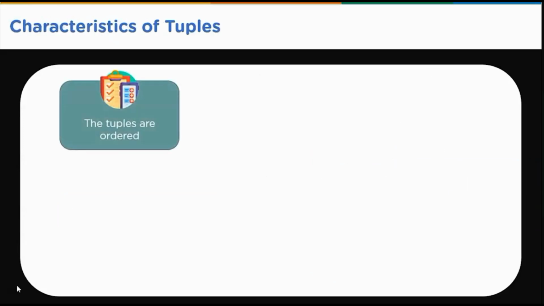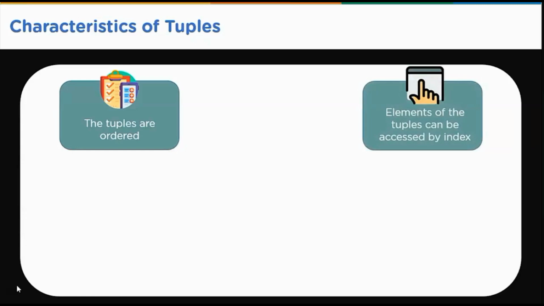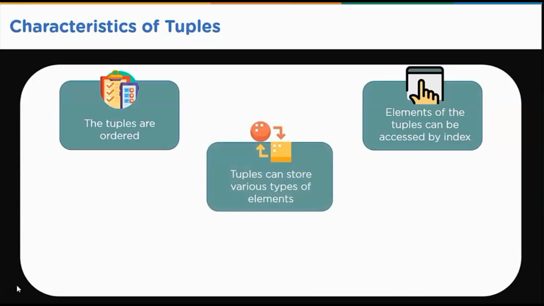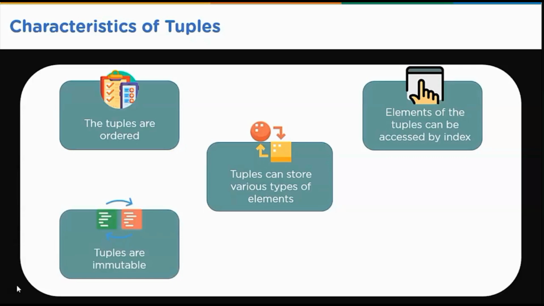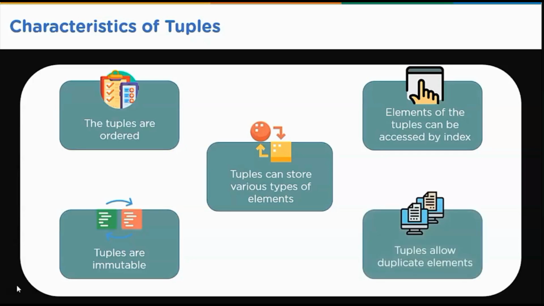So the first is that tuples are ordered. When we say that tuples are ordered, it means that the items have a defined order and that order will not change. Elements of the tuples can be accessed by index. Tuple items are indexed. The first item has index 0, the second has index 1. Third, tuples can store various types of elements, that is, strings, arrays, and many other elements. The next is tuples are immutable. Tuples are unchangeable, meaning that we cannot change, add, or remove items after the tuple has been created. Next is tuples allow duplicate elements. Since tuples are indexed, they can have items with the same value.